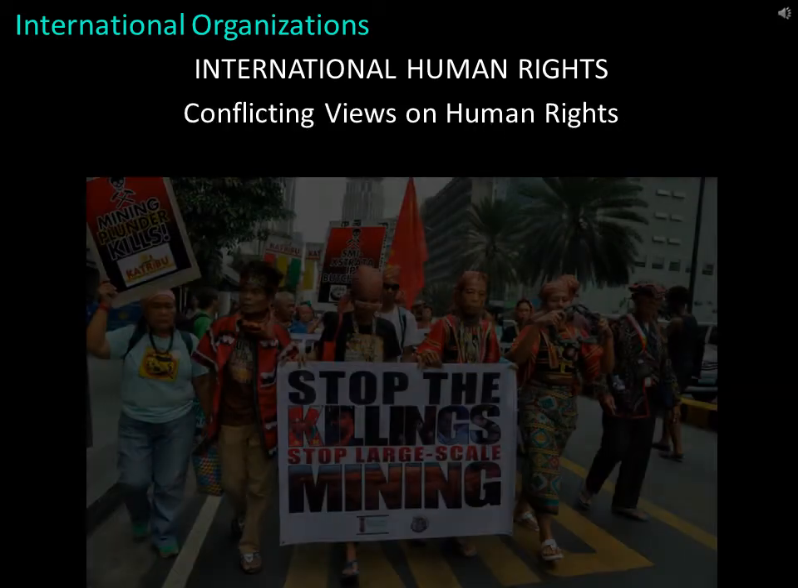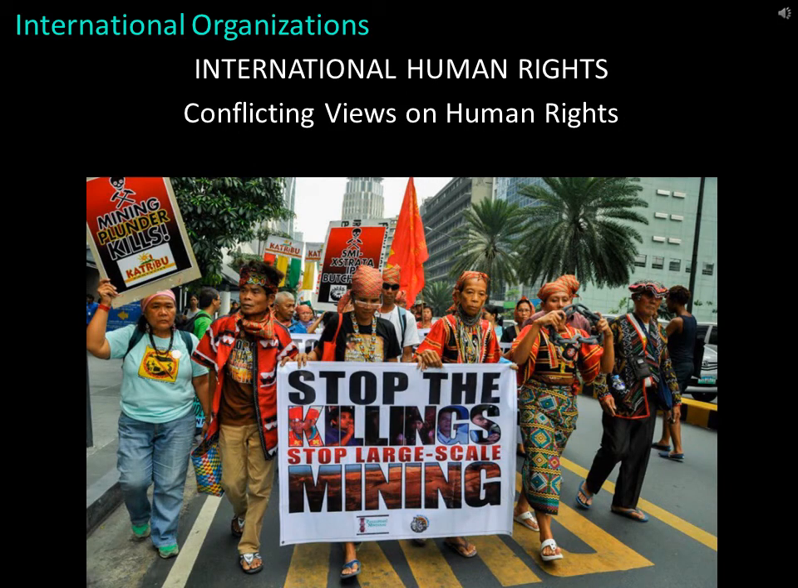Conflicting views of human rights. It is important to note that although almost all nations have indicated a desire to codify and protect inalienable human rights, and although most nations have ratified the UN's human rights treaties, beliefs about the actual content and relative weighting of human rights varies greatly.